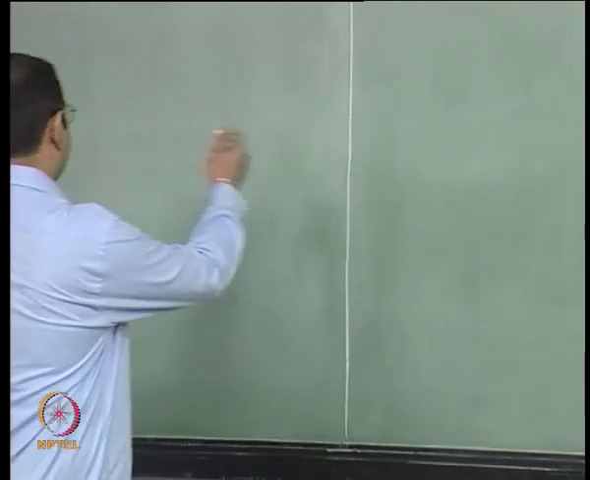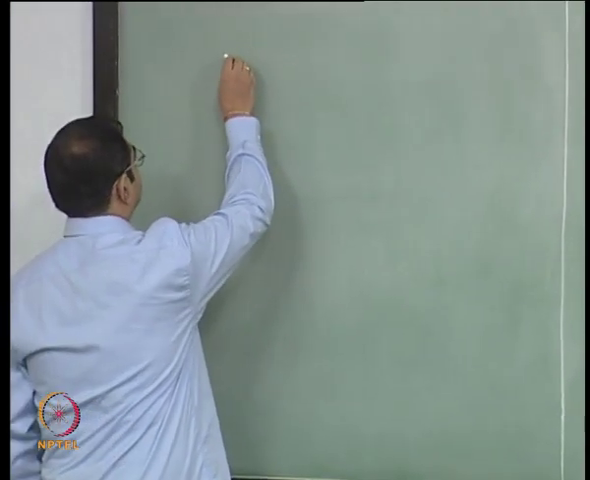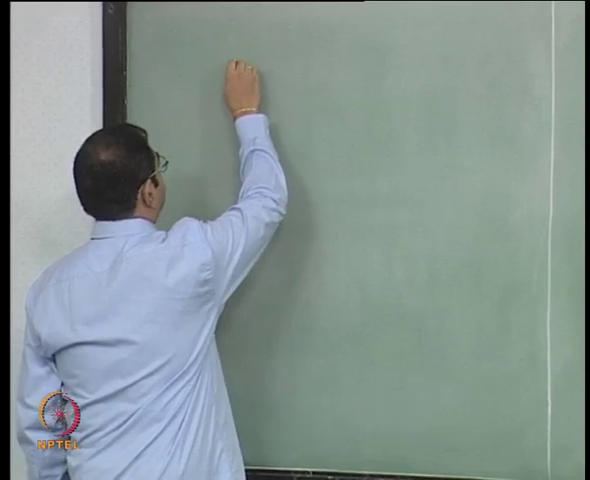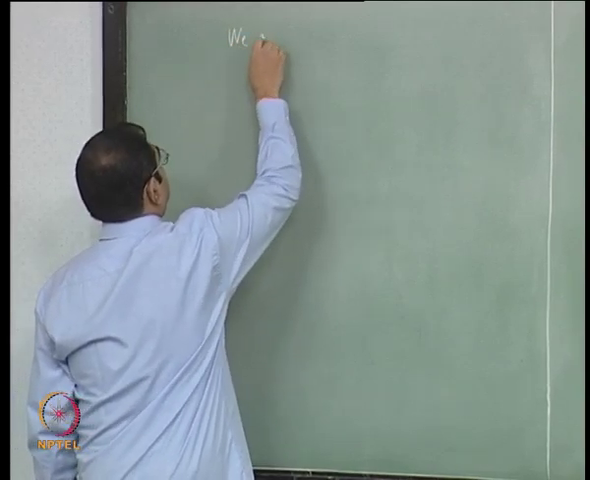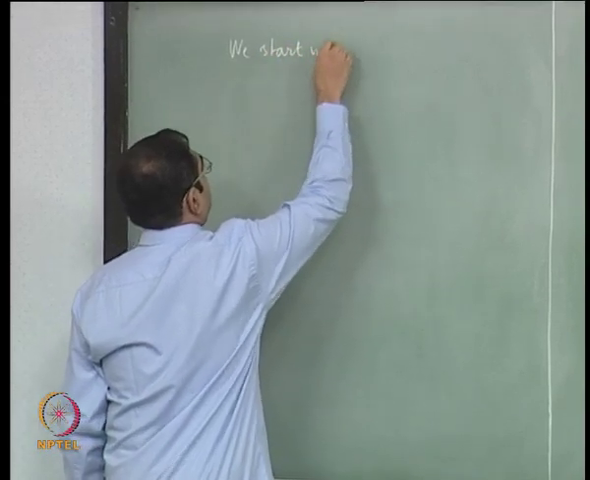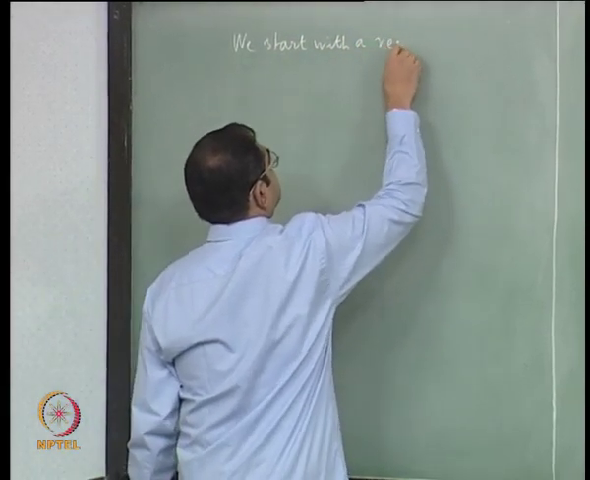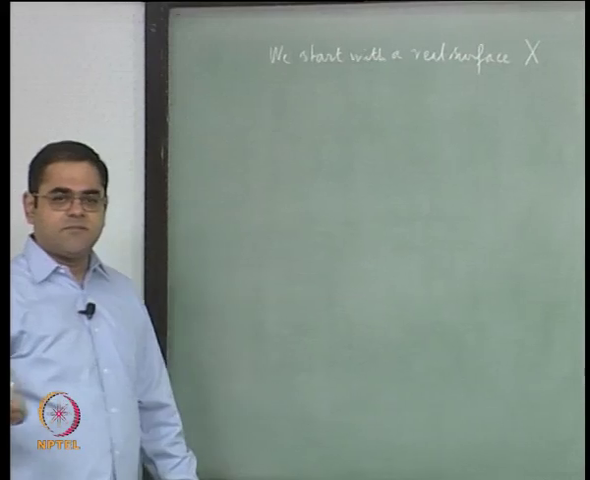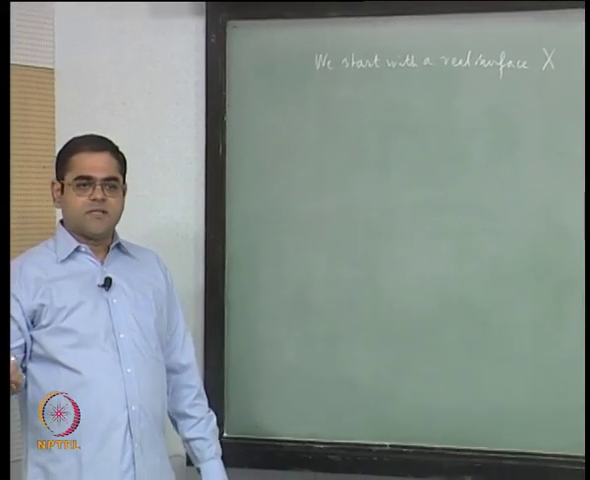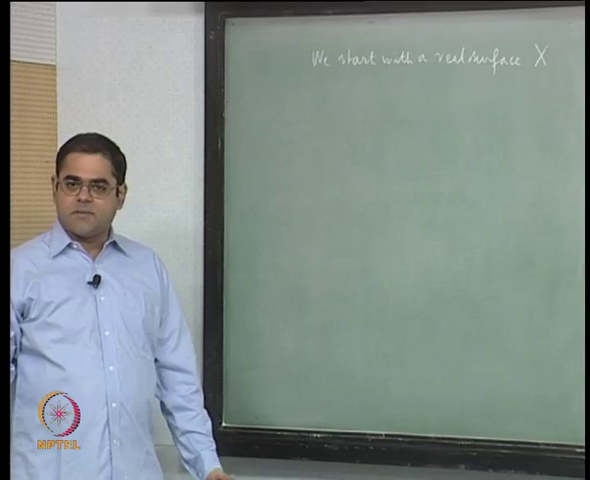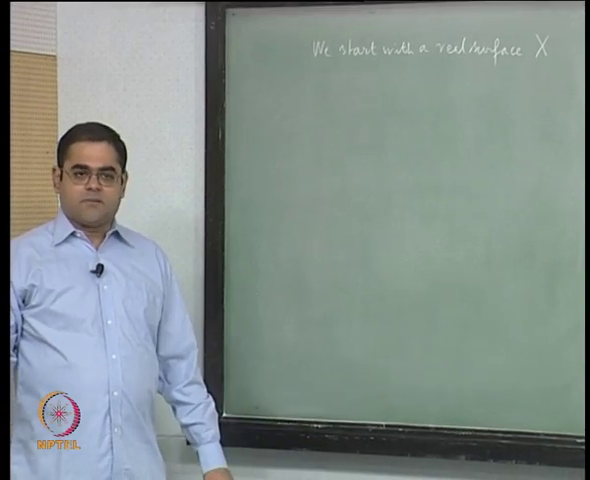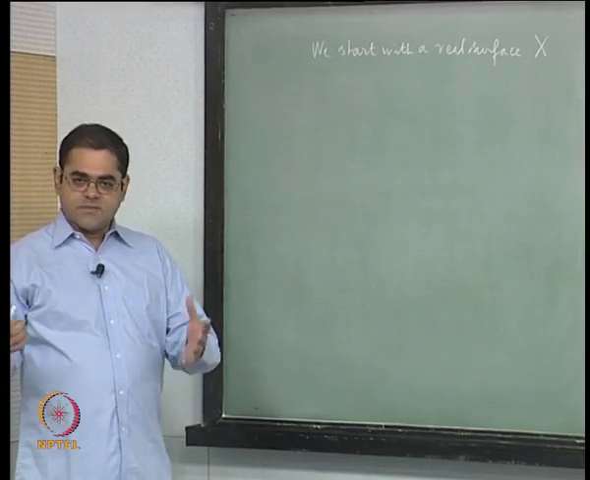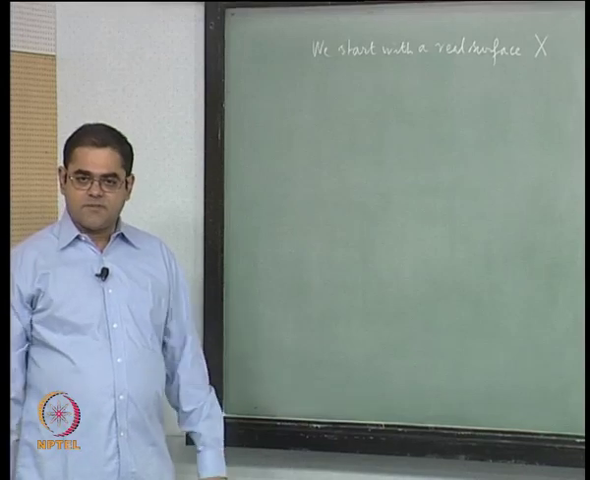So you recall that we start with the real surface X. This is a surface which for the moment is one that we can visualize in 3-space, for example the plane or the cylinder or a torus or the sphere. These are all surfaces that you can imagine in R3, in 3-space.